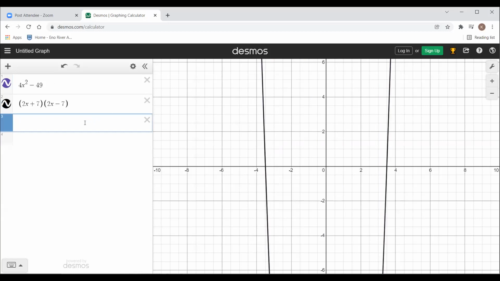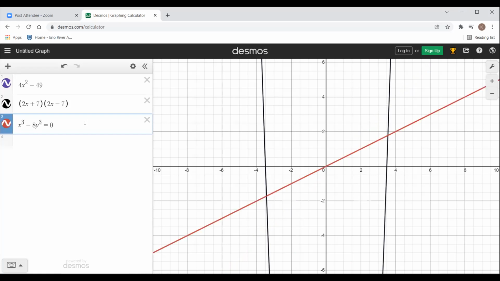Then we have a cubed minus 8b cubed. So I'm going to do x cubed minus 8y cubed. Desmos doesn't like this because it's got two variables and it's not an equation. So I'm just going to put equals 0, turn that into an equation. And then I'm going to do the same thing for the factors.